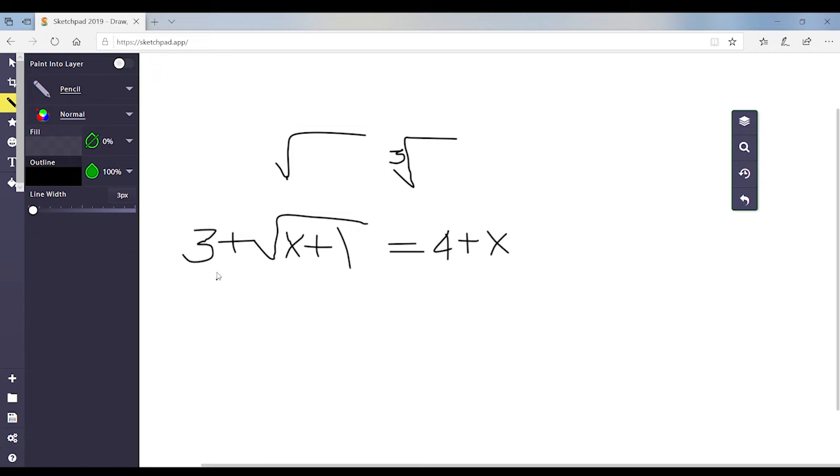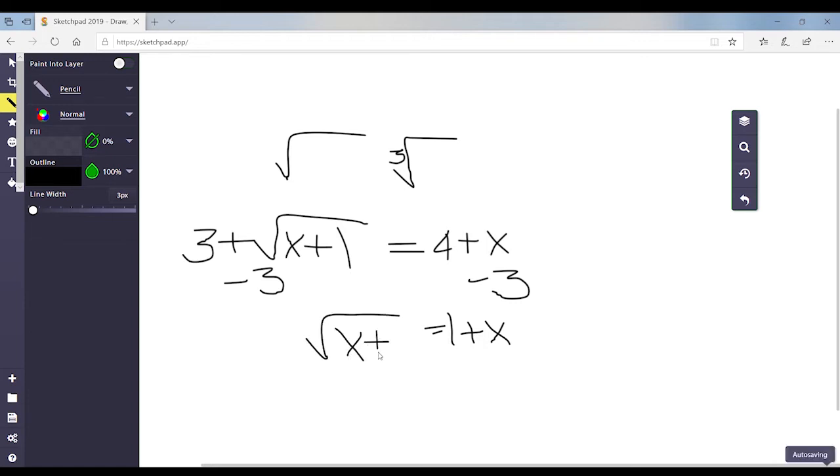By subtracting 3, we're just going to get rid of the 3 from both sides, right? Because you have to do that in algebra. And we're going to get 1 plus x equals the square root of x plus 1, because we got rid of that 3, right? So the square root of x plus 1.